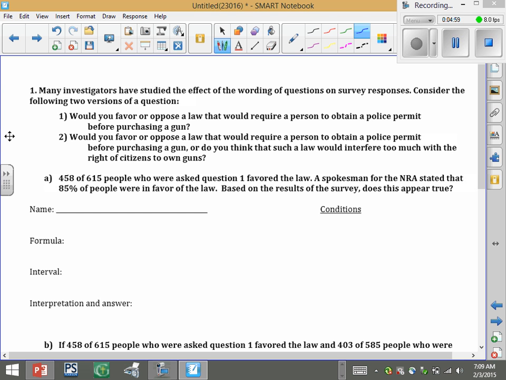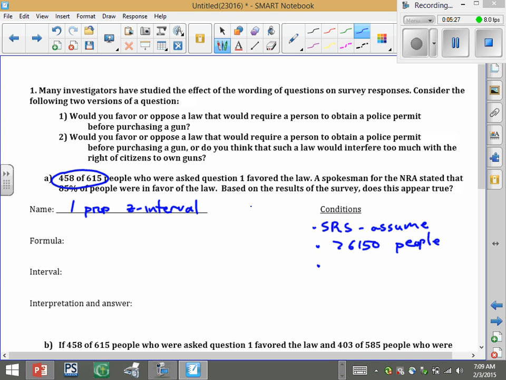If you look carefully, there's only one proportion that we're really given, this 458 out of 615. So this would be a one prop Z interval. Let me remind you and review this really quickly. Is it from a random sample? It doesn't say, so we're going to have to assume. We need more than 6,150 people. That's fair.